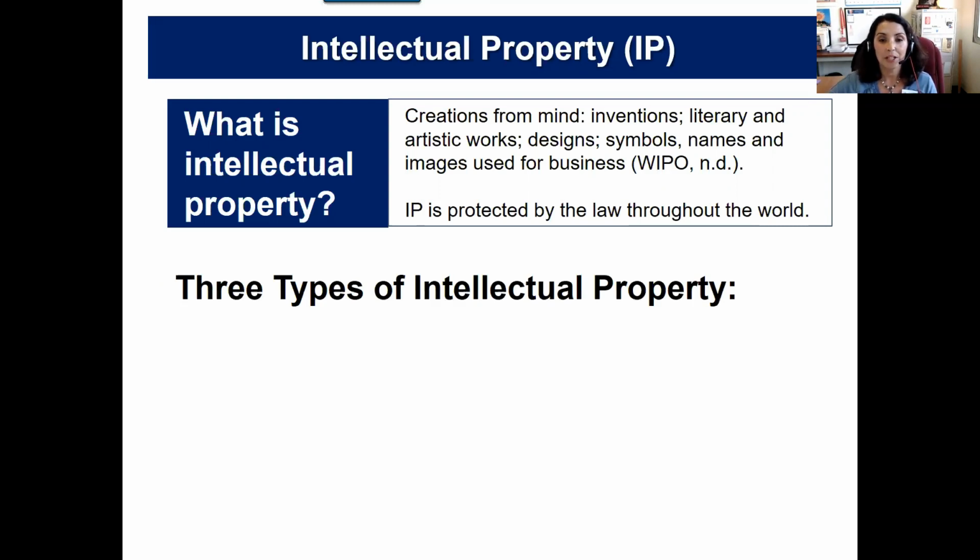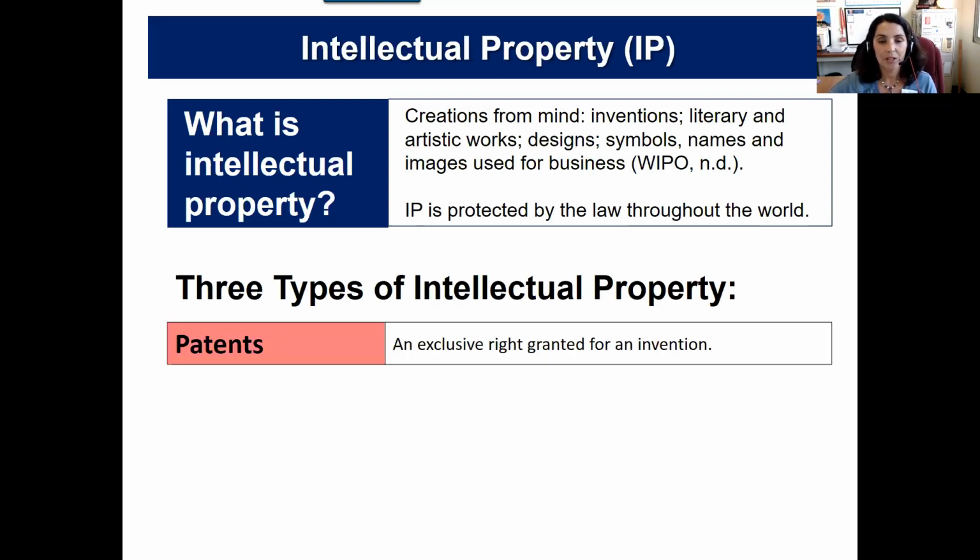There are three types of intellectual property. The first is patents, an exclusive right granted for an invention. So if you make a machine or a gadget or something like that, you can apply to the US Patent and Trademark Office and get legal protections for your patent for about 20 years.